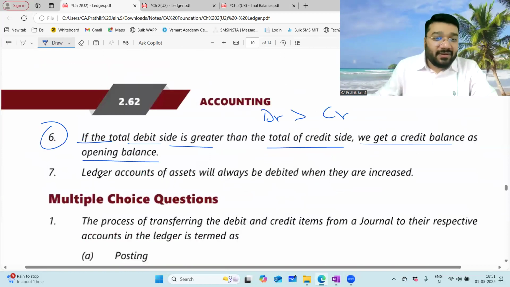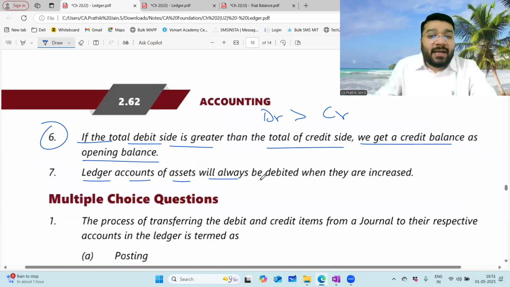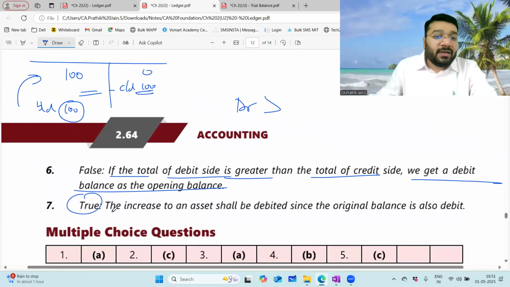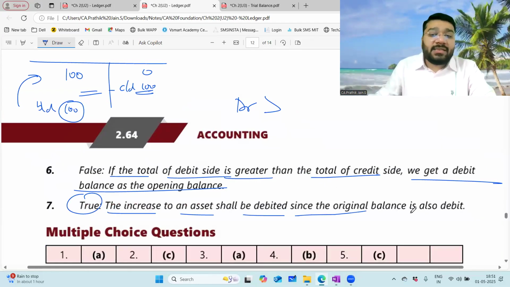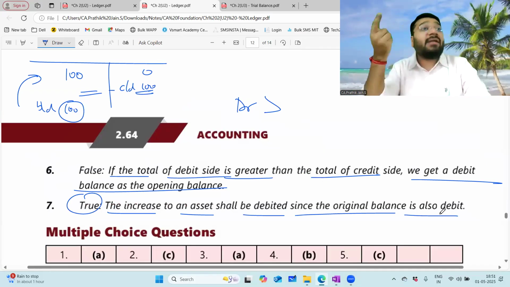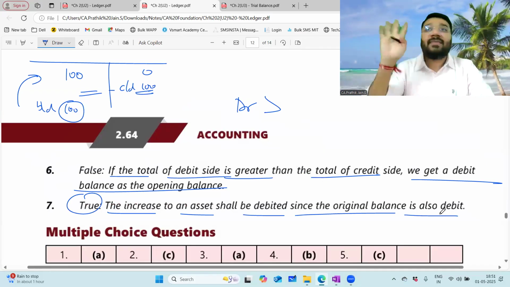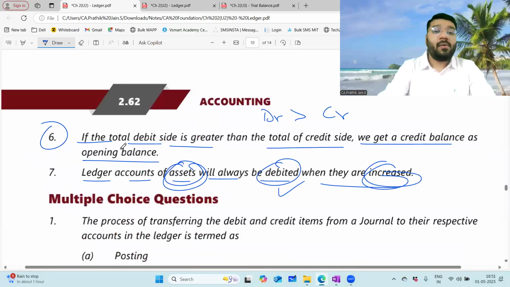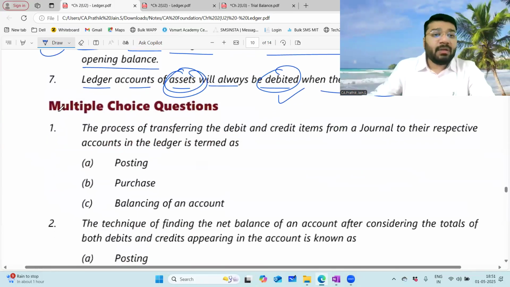Next. Ledger account of asset will always be debited when they are increased. Asset will be debited when they are increased. To increase an asset, we have to give a debit. True. To increase the asset, it shall be debited. Since the original balance also is a debit balance, to increase a debit balance item, we have to give a debit. Any problem? No, sir. Online people, any problem? No, sir.